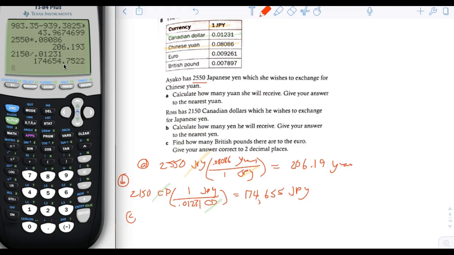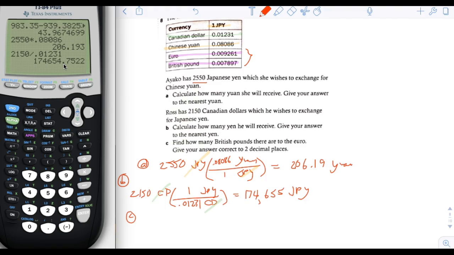C. Find out how many British pounds there are to the euro. Give your answer correct to 2 decimal places. Okay, so let's see. We're going to use the purple exchange rate. British pounds to the euro. Ooh, this is interesting. We're using the fact that both are equivalent to 1 Japanese yen to convert directly between each other. Okay, so let's do this.